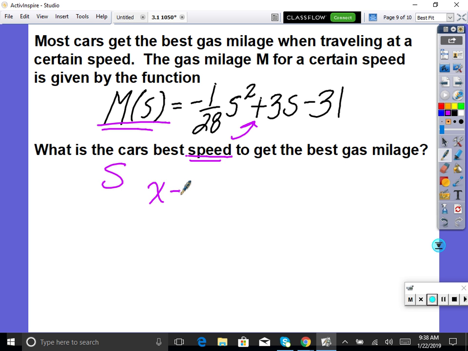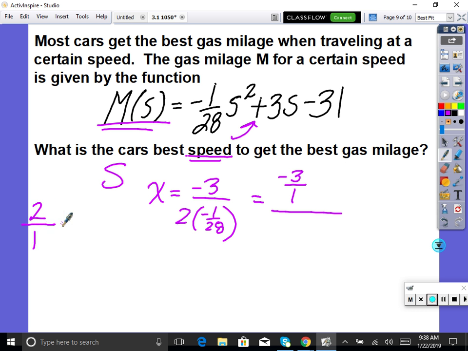You'd say x equals negative b, which is negative 3, over 2 times a, which a is negative 1 over 28. Watch the math behind this, because I still have people having a hard time with fractions. On top, to make my life easier, I'm going to write this as negative 3 divided by 1, to help me flip correctly. Now, multiplying straight across, I'm technically doing 2 over 1 times negative 1 over 28. We multiply fractions straight across. That means 2 times negative 1 is negative 2, divided by 1 times 28 is 28.